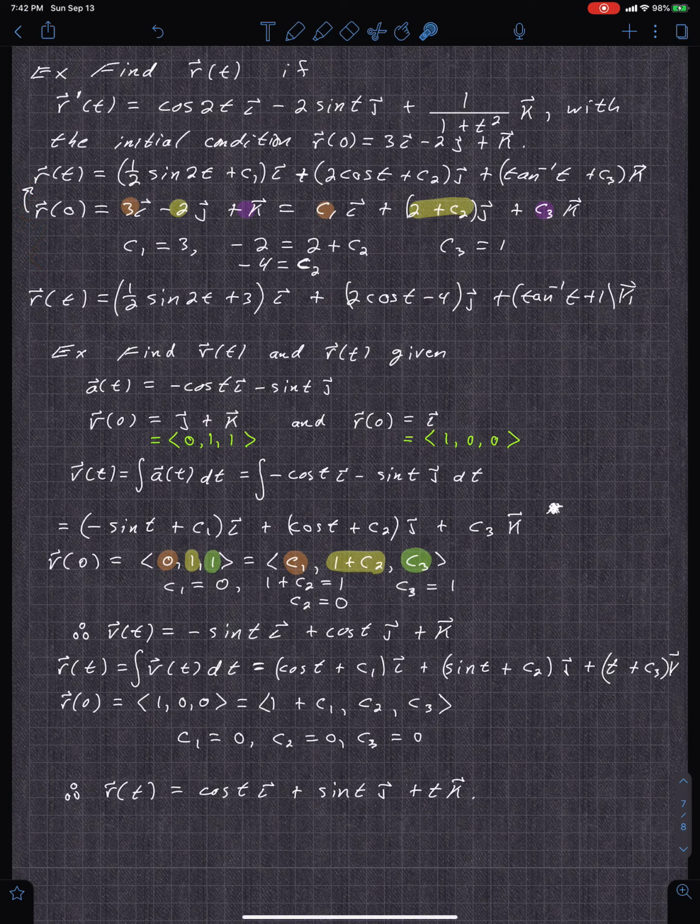Okay, and then I did another example here. Find velocity and r given your acceleration vector and your initial conditions here for v and r. So you integrate acceleration and get velocity, and then find r, so it's a two-step process. This is the first step, this is the second step, to use your initial conditions for v and then r. So work this one out, and then you'll get your r.